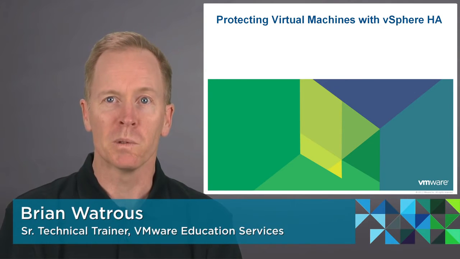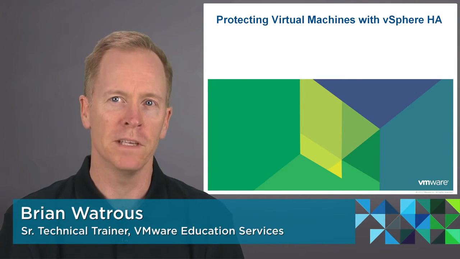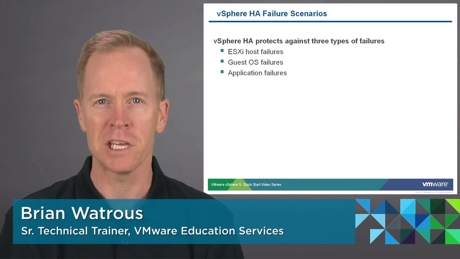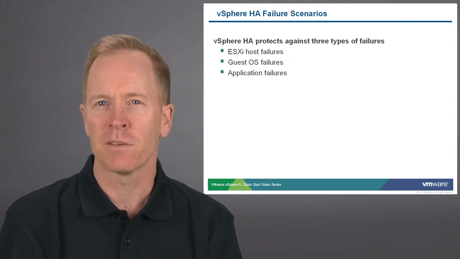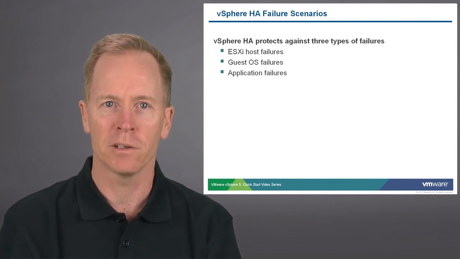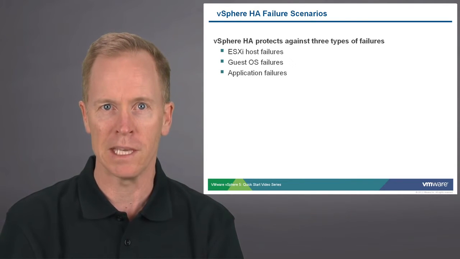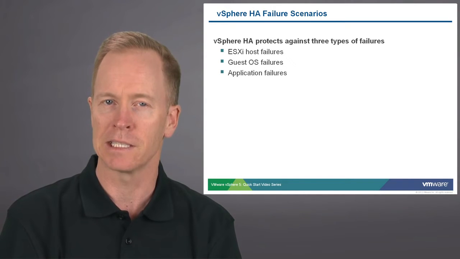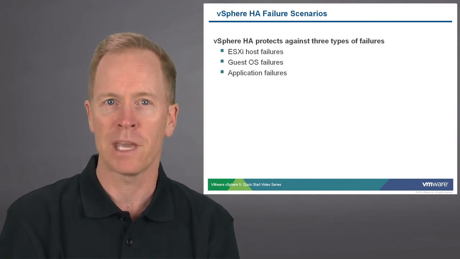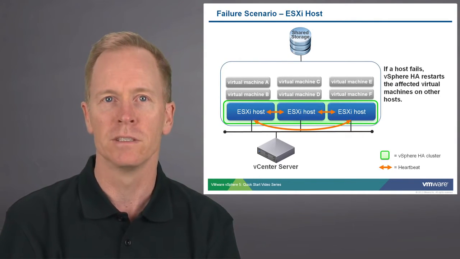In this segment, we'll look at how to use VMware vSphere HA to protect virtual machines. VMware vSphere HA protects virtual machines from three types of failures. We'll protect you if the ESX host the VM's running on fails, if the guest OS inside the VM fails, or if an application inside the VM fails.